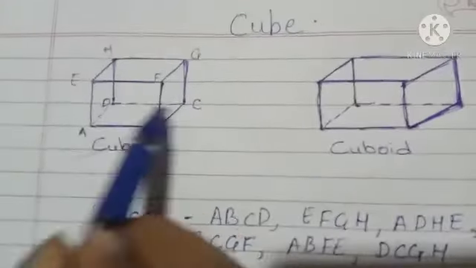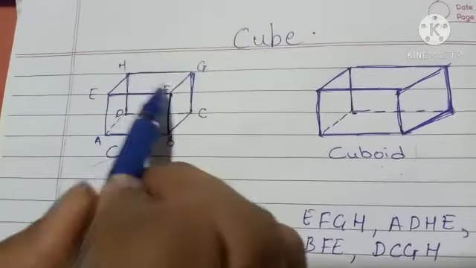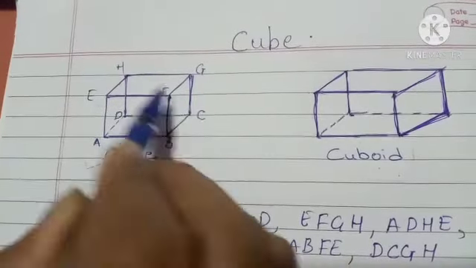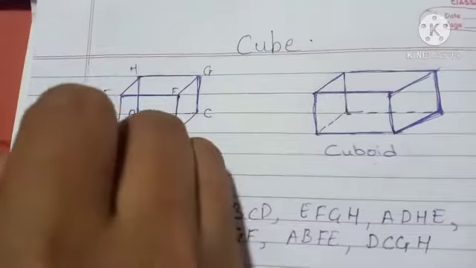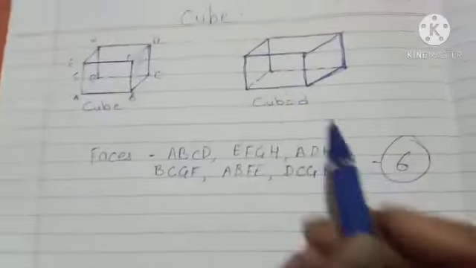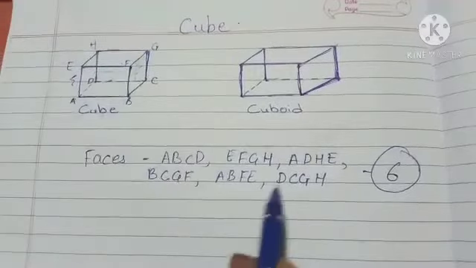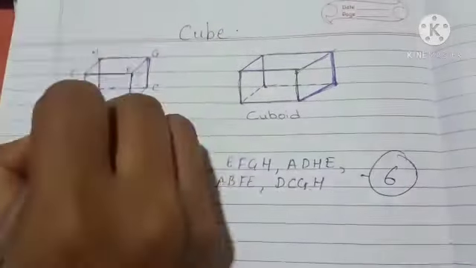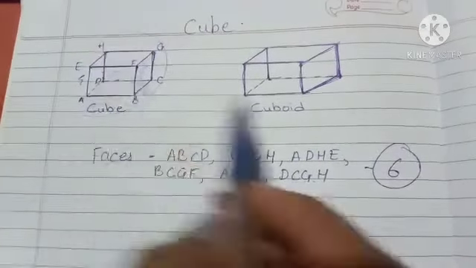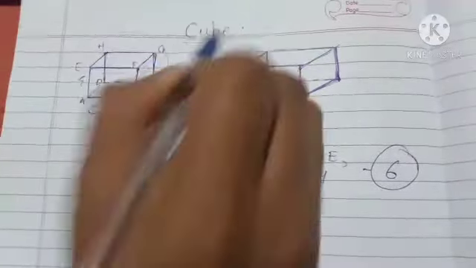Now ABCD. This is the first face. Then EFGH. This is the second face. Then ADHE. This is the third face. Then BCGF. This is another face. ABFE. This is another face. Then DCGH. Same as cuboid, we have the same faces for cube as well. So we have 6 faces for cube.